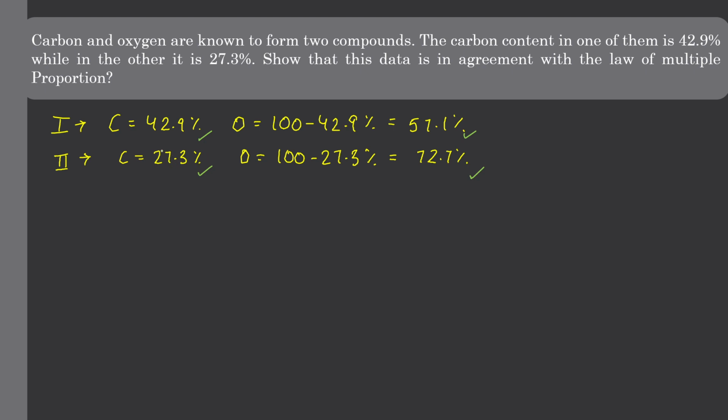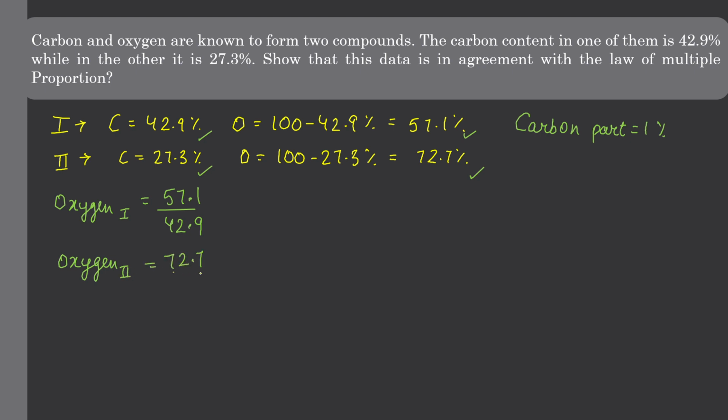So to prove this law, we have to fix something. Let us fix the carbon part, that is 1% only. So what about the oxygen now? The oxygen in the first case is equal to 57.1 divided by 42.9. And what about the oxygen in the next part? In the second part, it is 72.7 divided by 27.3.